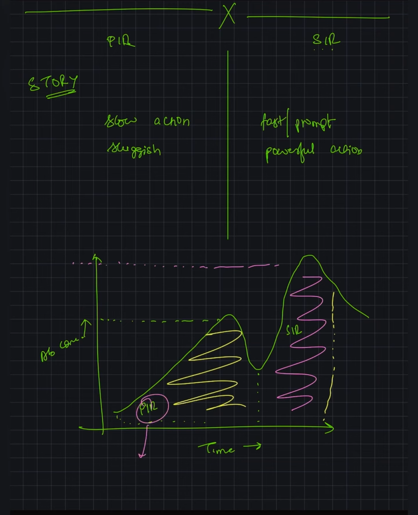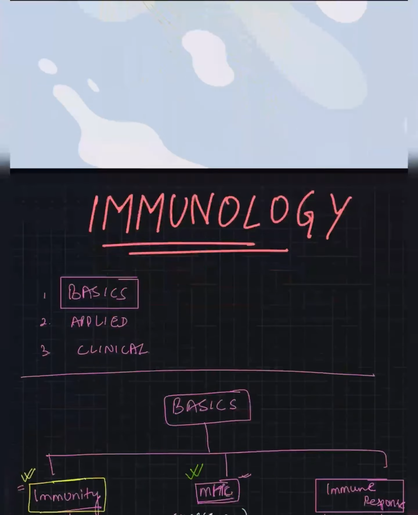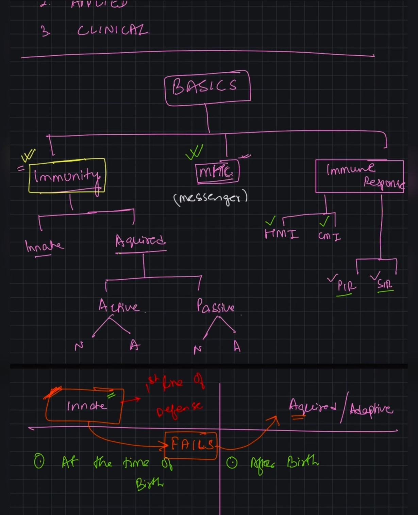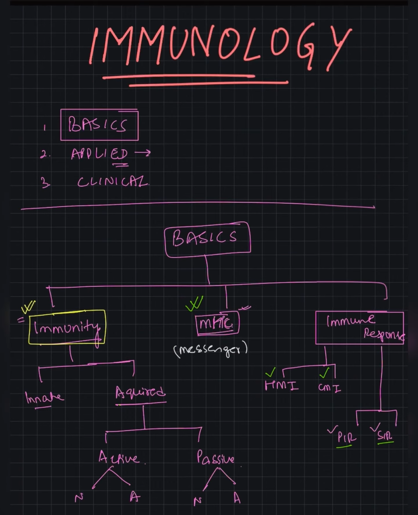Example of primary immune response is a vaccine, and secondary is nothing but we can say booster dose. This is all about primary immune response and secondary immune response. So looking into our main flowchart, we have successfully done the basics of immunology. In the next lecture, we will be looking into applied aspects of immunology. That's it. Thank you.